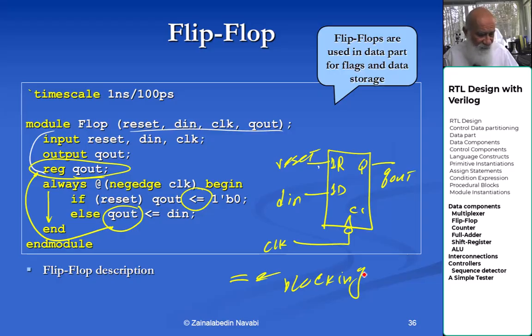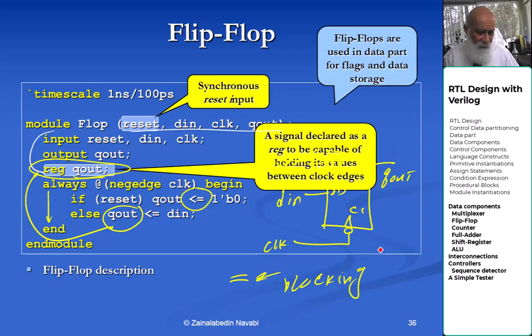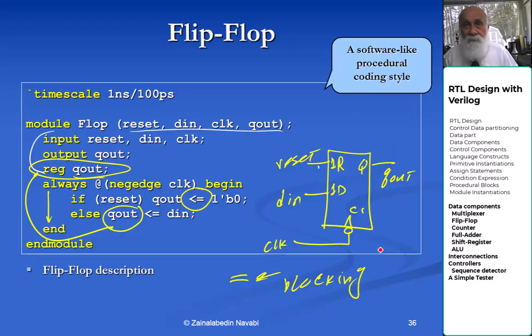Okay, so that's a simple flip-flop, and this is the symbol next to it. And this is where I'm talking about the fact that the signal has to be declared as reg if it is to receive a value inside an always statement. The always statement is said to be sensitive to the negative edge of the clock, meaning that it wakes up only when you see a negative edge of the clock. And again, these are the assignments that are non-blocking assignments.